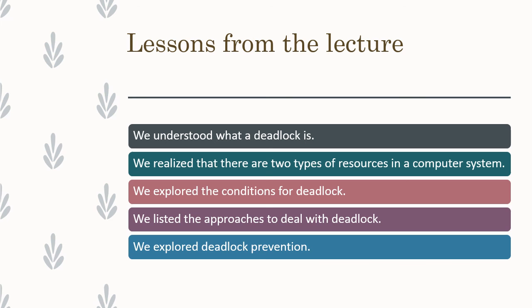Lessons from the lecture. We understood what a deadlock is. We realized that there are two types of resources in a computer system. We explored the conditions for deadlock. We listed the approaches to deal with deadlock, and we explored deadlock prevention.